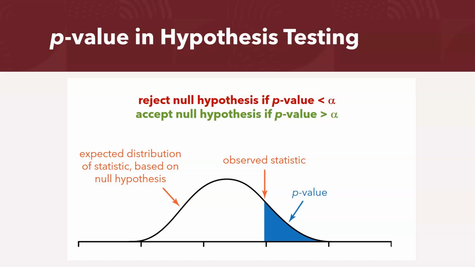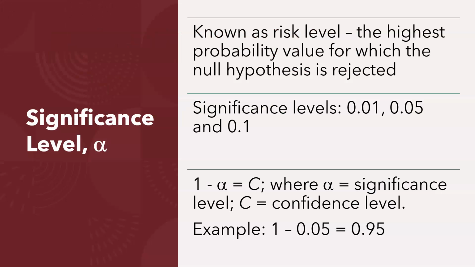In other words, the p-value is the smallest level of significance for which the observed data is measured. If the p-value is smaller than the significance level, the null hypothesis is rejected. If it is larger than the significance level, the null hypothesis is not rejected. The significance level is also known as the risk level. It is the highest probability value for which the null hypothesis is rejected.